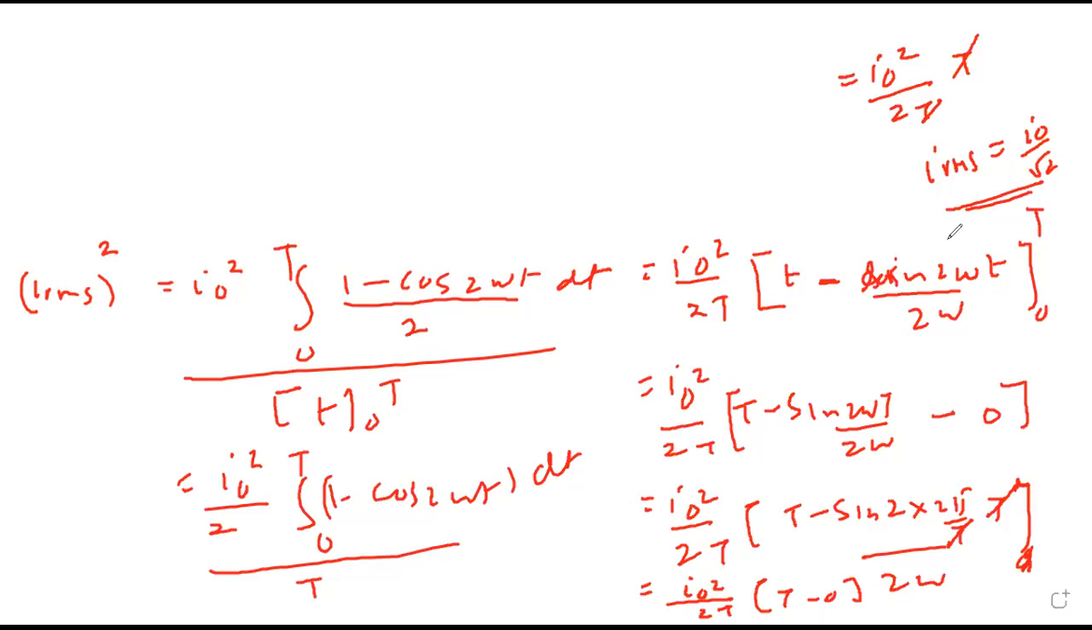Done, sir. Fine. So what will be ERMS then from here? E0 by root 2, na? Yes, sir. Now why we study this, that significance will take.